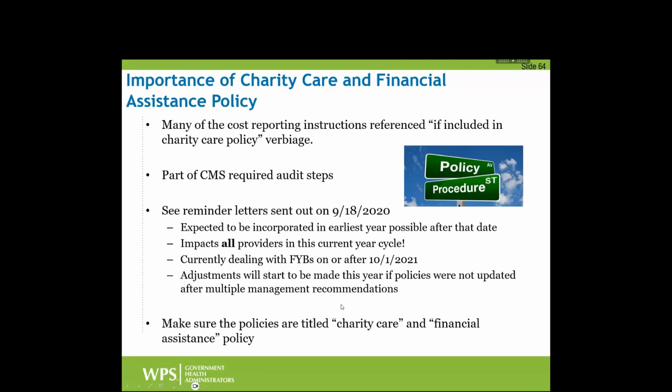We really have no justification to not make adjustments anymore if the policies have not been updated, at least by now, to include the fact that you're allowing non-covered charges, you're allowing Medicaid length of stay. It must be explicitly stated. And again, that's coming from CMS. They've hit us pretty hard on that in the past. So we have to start making adjustments this year if it hasn't already been adjusted.